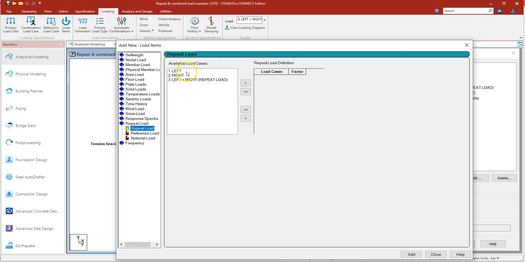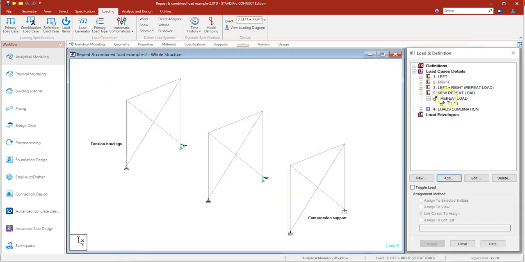We click it, we will see the window and pick the loads, left and right, two groups. They are going to be traded off and included in our load cases. Here is the factor. You can use whatever factor you want, but here we just use one, keep it simple, add. Now we can see the repeat load is added on. So we can do the analysis.